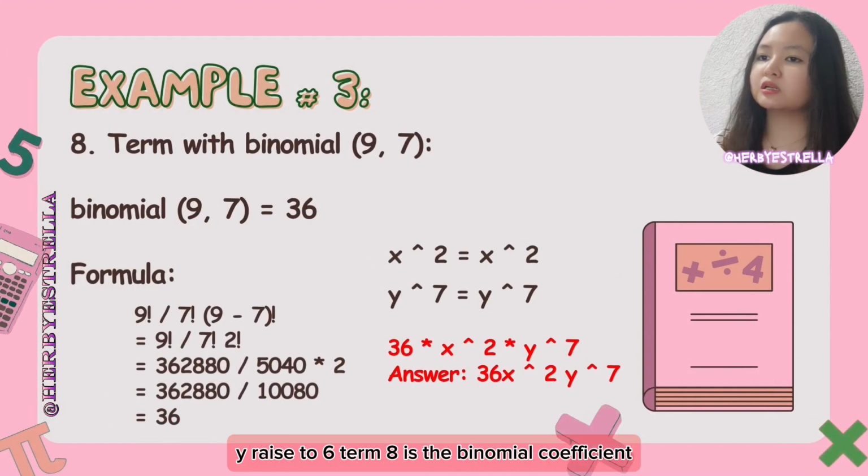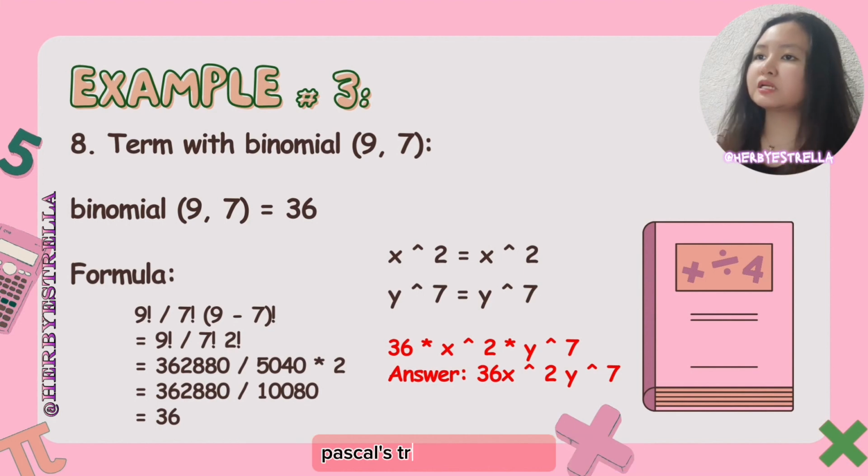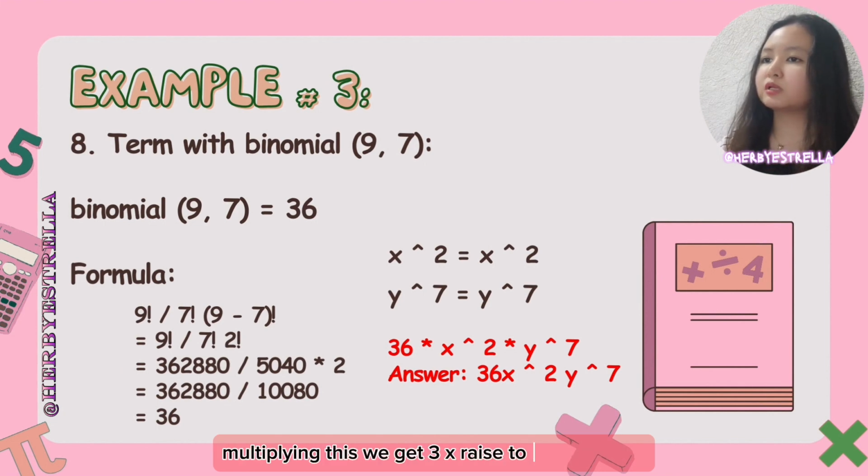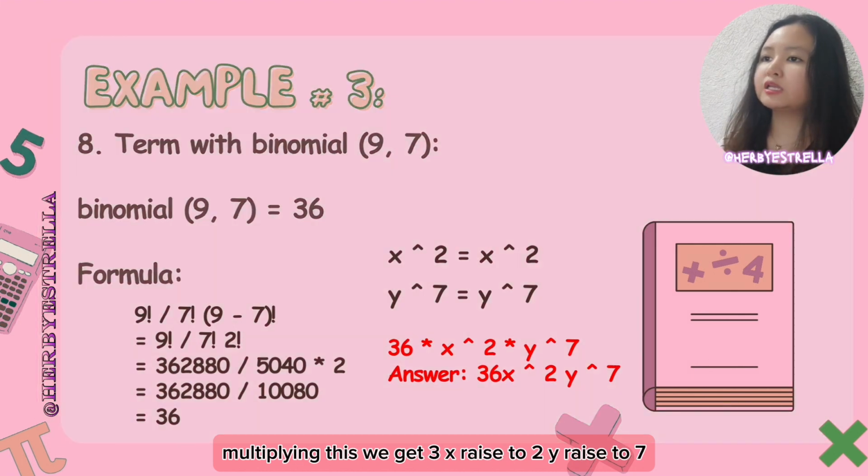Term 8: the binomial coefficient from Pascal's triangle, 9 choose 7, equals 36. The powers of x and y are 2 and 7 respectively. Multiplying this, we get 36x^2 y^7.